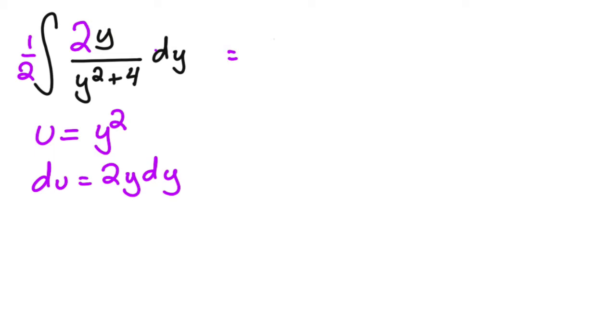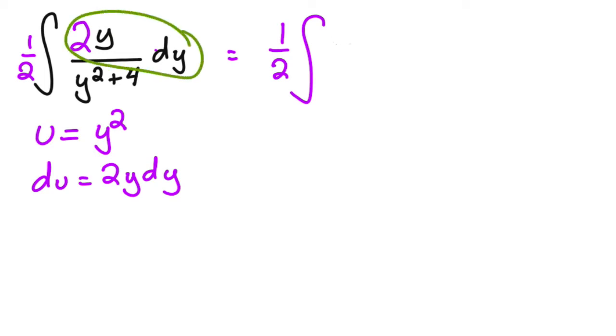But notice that what would happen is you would then have 1/2 the integral of du over u plus 4. And, well, that's not very good. I don't know how to find the antiderivative of that. So can you see a simple modification that you can do to this for it to give you a better situation when you substitute?